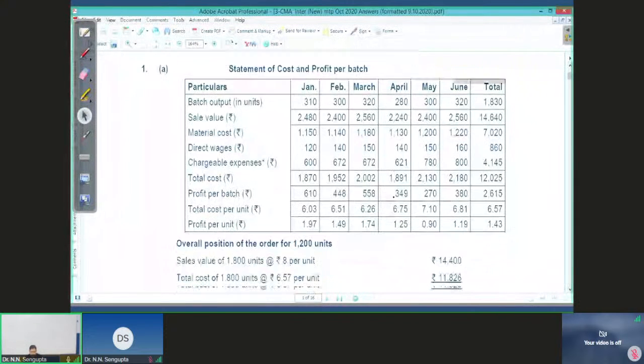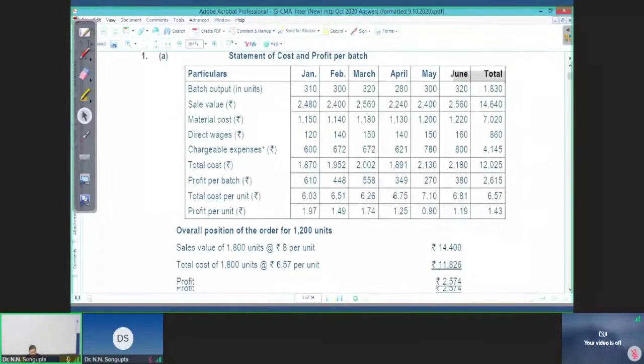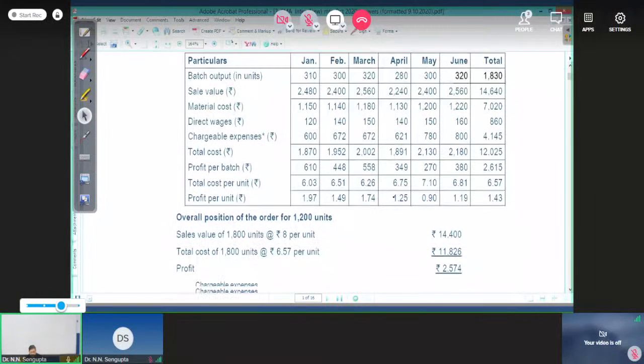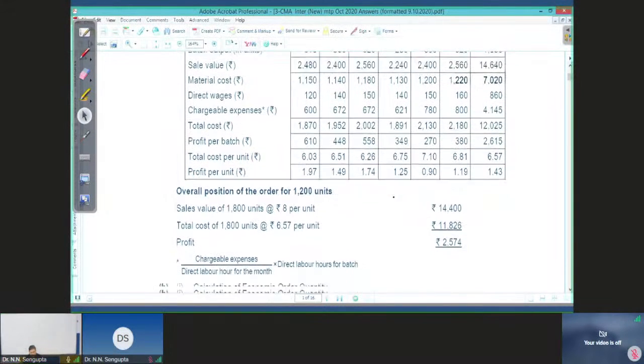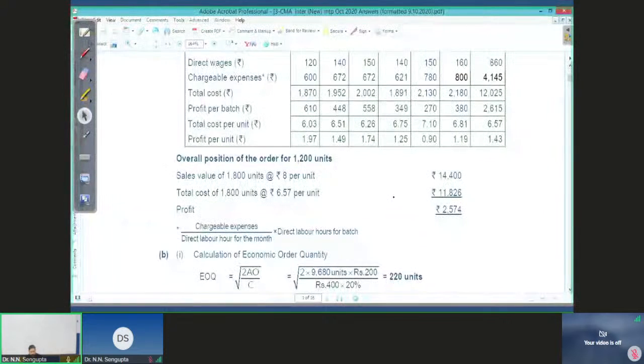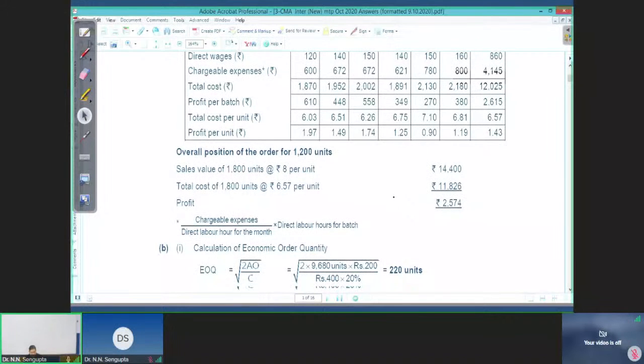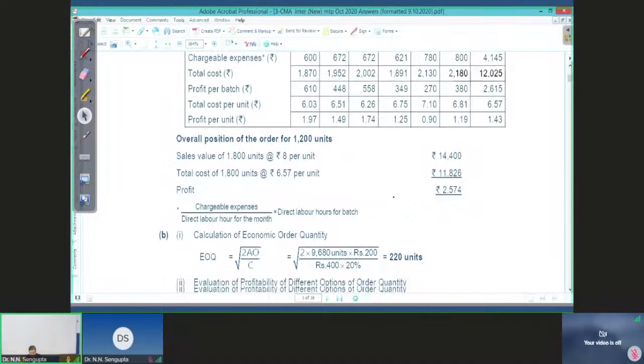Is it moving? Can you see the question? Okay. So this is the first one where the overall position is given and how it has been calculated. Chargeable expenses, how it has been calculated: you see, chargeable expenses has been divided by the direct labor hour. So per labor hour multiplied by the number of direct labor hours. So that note has been given. That question we have already discussed.